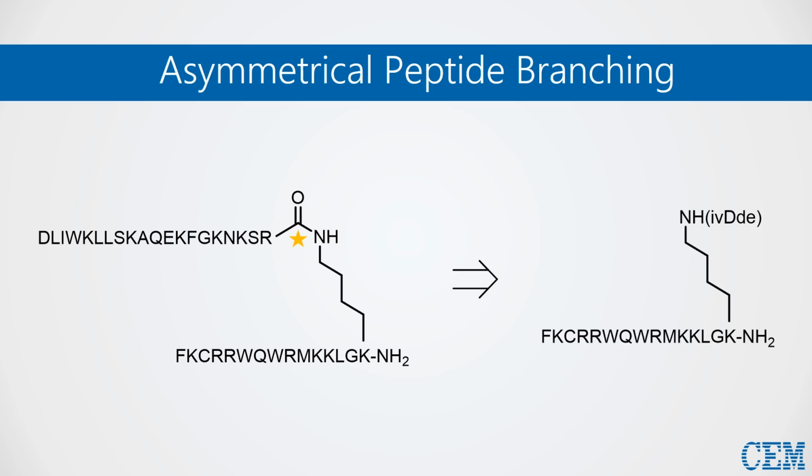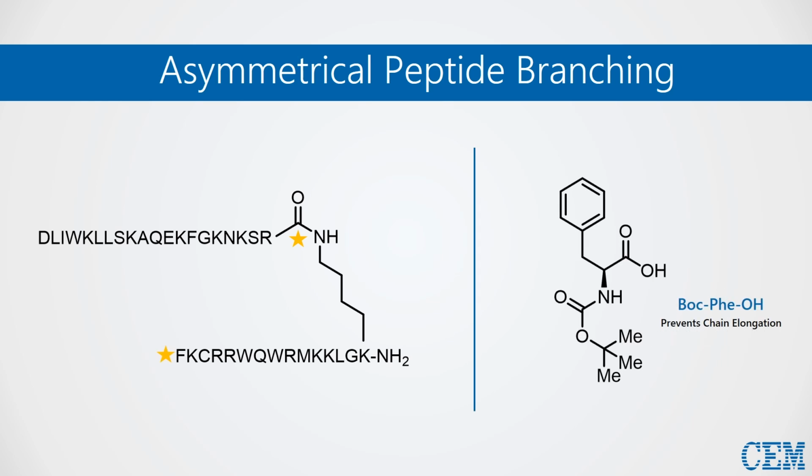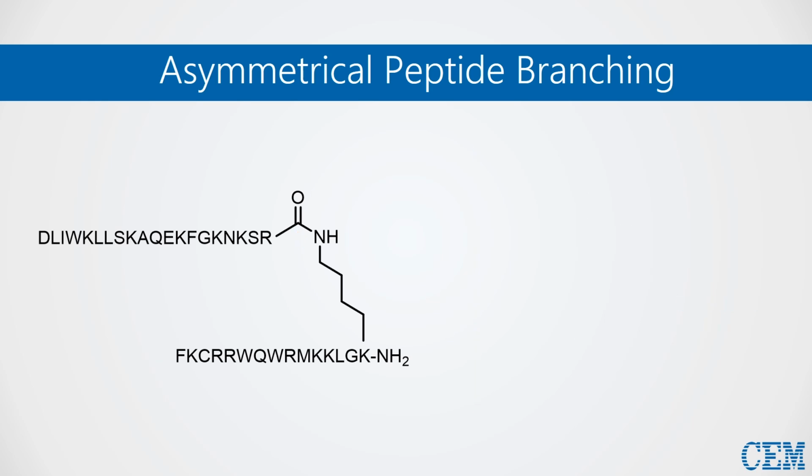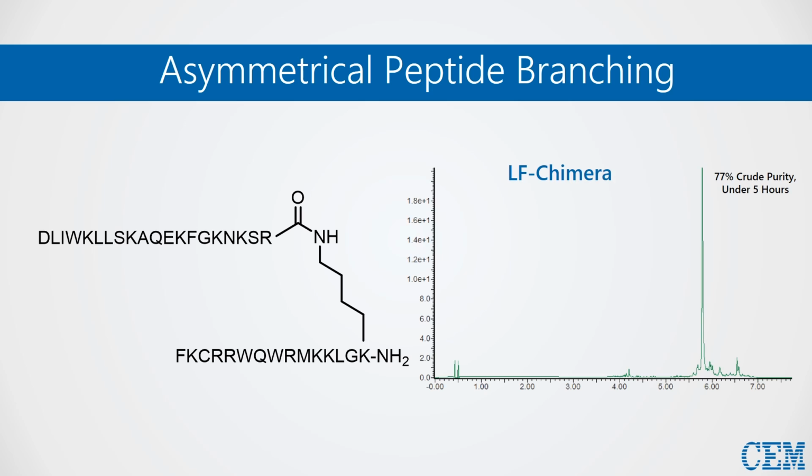Lys(ivDde) tends to be the orthogonal derivative of choice, so if we don't want to acetylate, we will need to use this Boc-protected phenylalanine building block in the last position of the original chain. Upon capping with this Boc-protected amino acid, we are free to deprotect Lys(ivDde) and build the sequence that elongates from this point. Using this exact approach, we were able to furnish this LF chimera peptide in 77% crude purity in under 5 hours. All amino acids were coupled via our standard single coupling cycles, and ivDde removal was performed as mentioned previously.